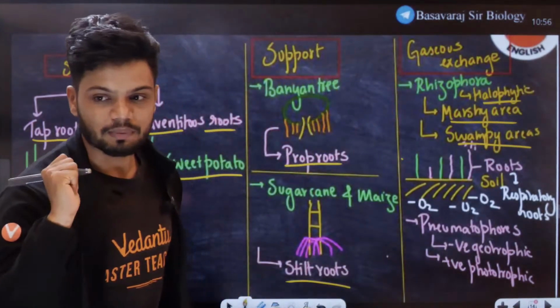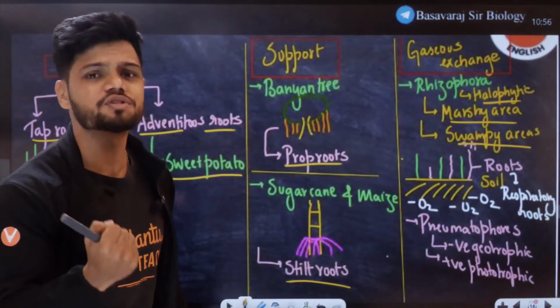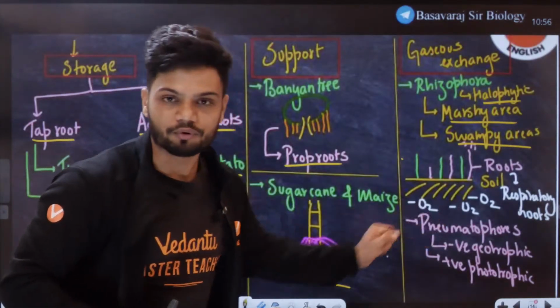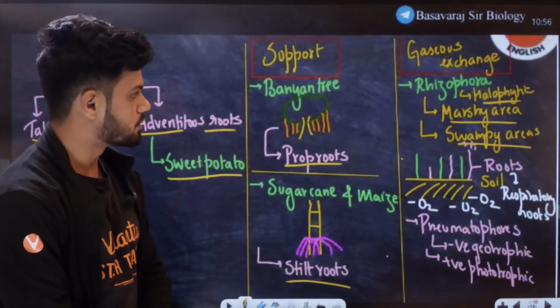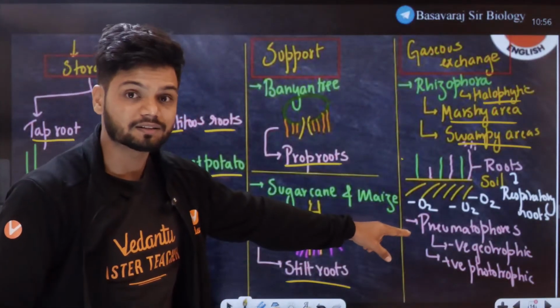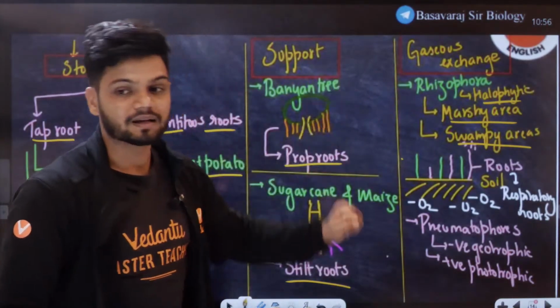3 examples you need to remember. They need oxygen, like they're demanding oxygen here. They are called pneumatophores. They are found in Rhizophora. This is the type of your roots.